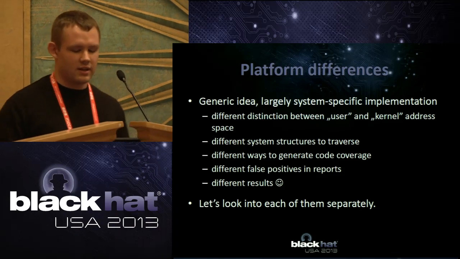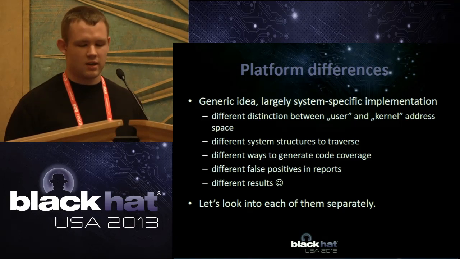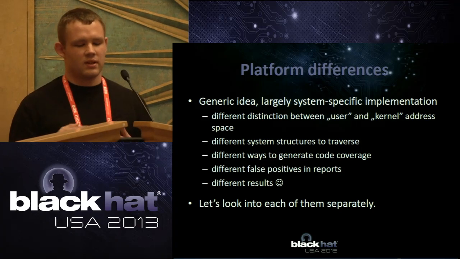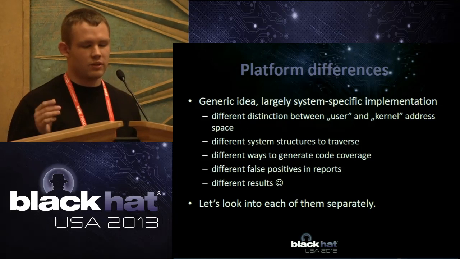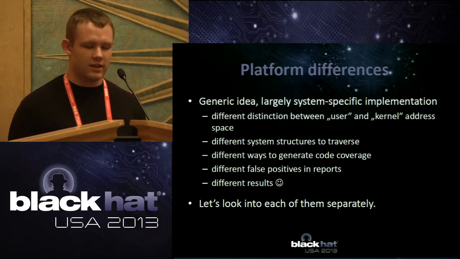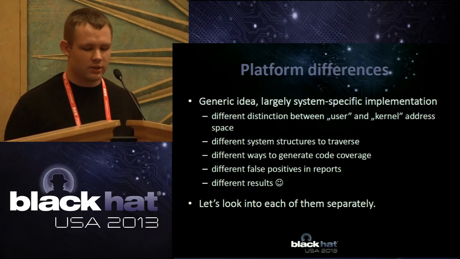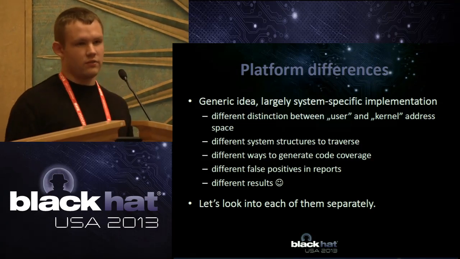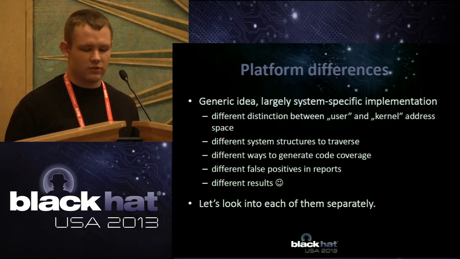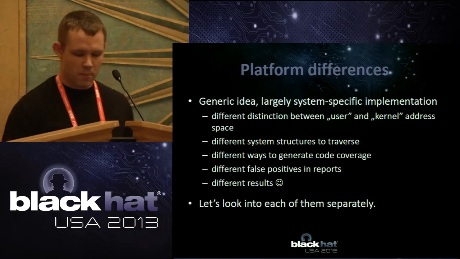So even though the idea for detecting double fetches is generic and applies to all operating systems, there are many system specific things that we need to address. So there are different distinctions between what user mode and kernel mode memory is. And we have different system structures to traverse to fetch the data that we need to fill in the information about the context of the read. We have also different ways to actually generate code coverage of the kernel, and different false positives that we need to filter out, and obviously different results. So we need to look into all of these platforms separately.